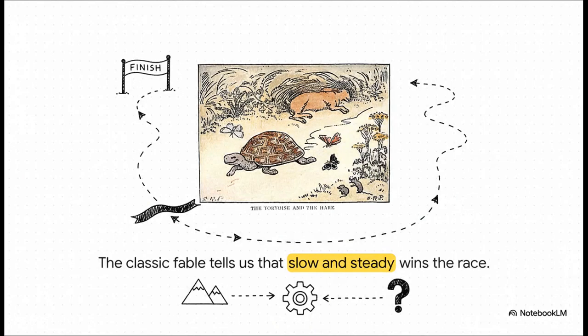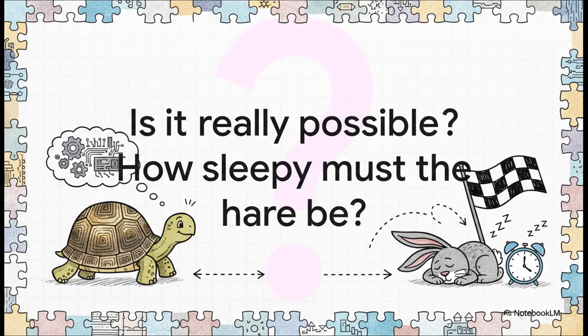Yeah, the moral of the story is a classic, right? Slow and steady wins the race. It's a fantastic lesson in just sticking with it. But if you think about it from a purely logical point of view, does it actually hold up? Is it really possible? And that's the big question we're tackling.